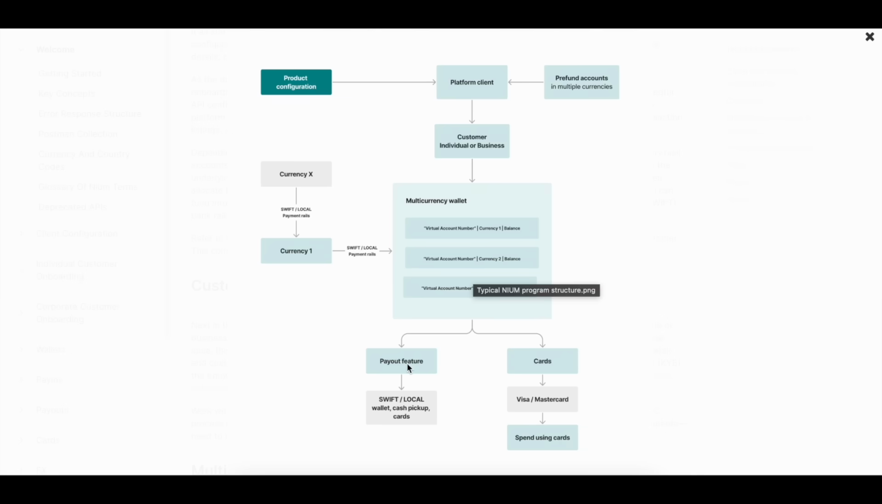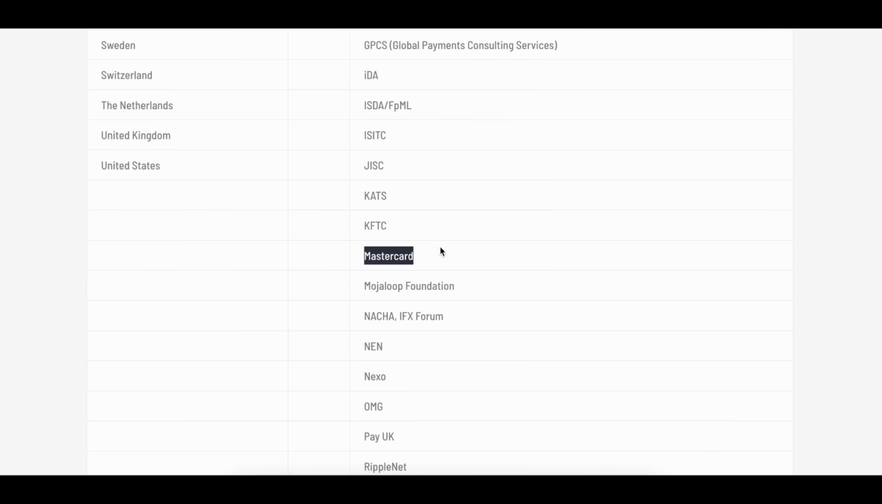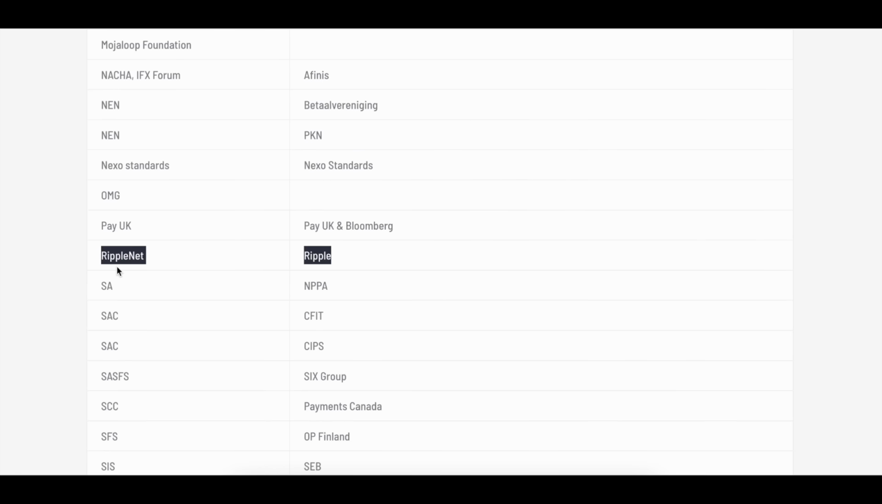And here we have their payout features: Swift, Visa, MasterCard. What are the odds? They're all under the ISO 20022 registration management group member list, right? Here we have MasterCard. Here we have Visa International, here we have Ripple and RippleNet. RippleNet, Ripple, same thing, but not the same thing legally.